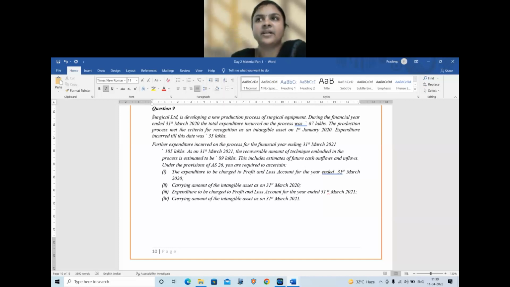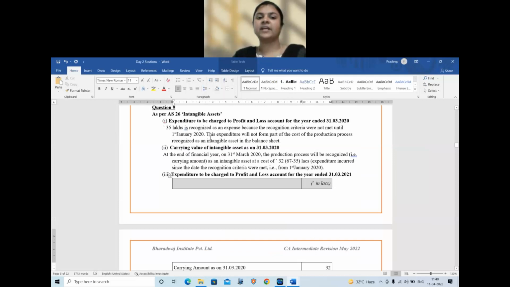Let us first answer the first question. Expenditure to be charged in P&L and what amount to be taken to intangible. Now in 2020, the total expense was 67 lakhs, whereas till the moment it met the criteria on the 1st of January, it was 35 lakhs, which means for 35 lakhs, there are no future economic benefits. After 1st January only, there is certainty of future economic benefits. So therefore, amount to be recognized as intangible will be 67 minus 35, which will be 32 lakhs. And the amount to be taken to P&L will be 35 lakhs. So part 1 of the answer, expenditure to be taken to P&L account, 35 lakhs is recognized as the expense.